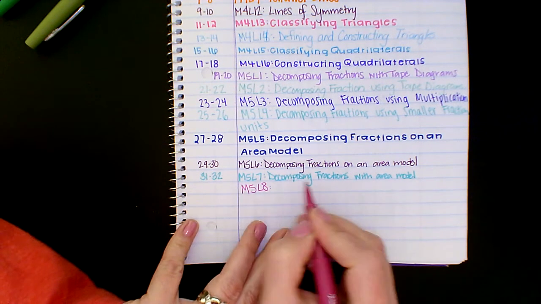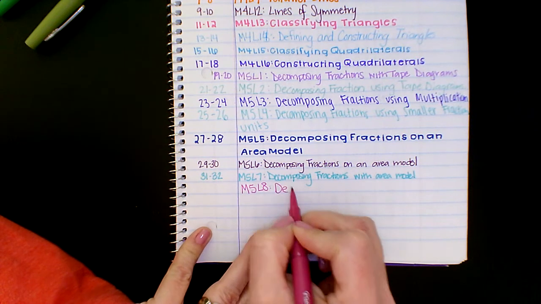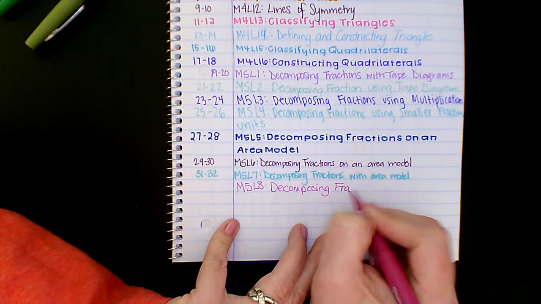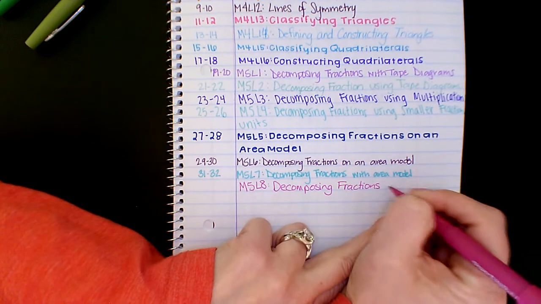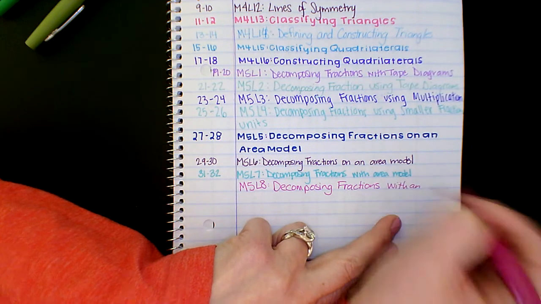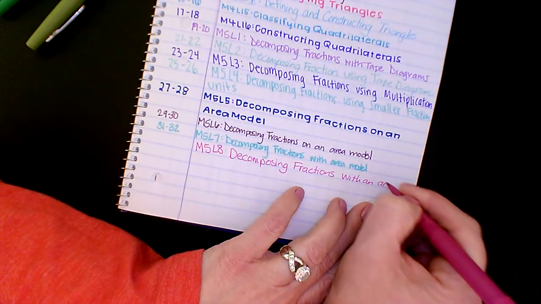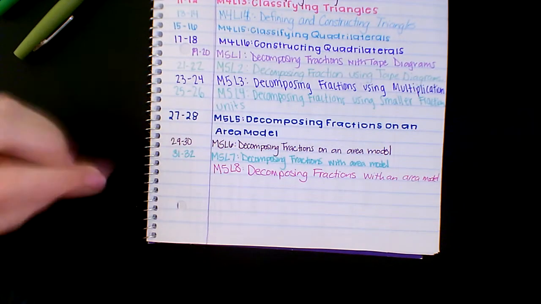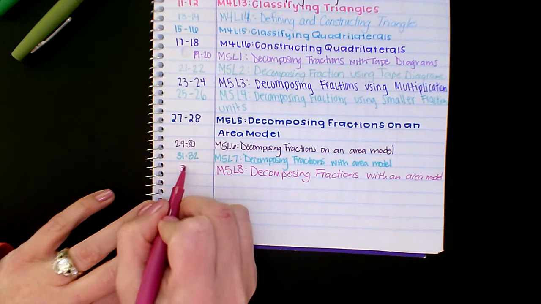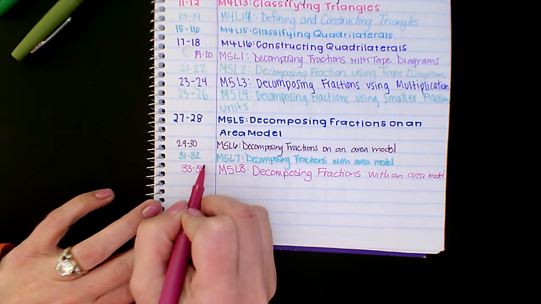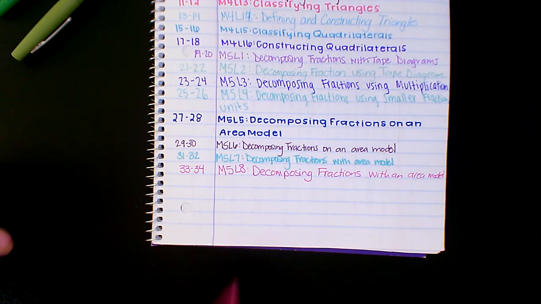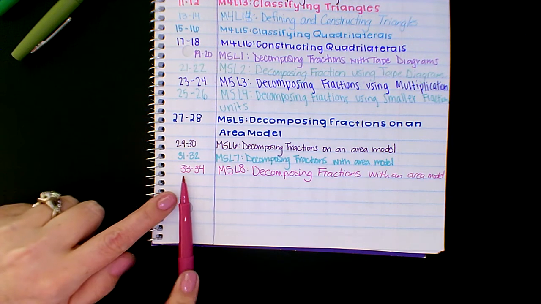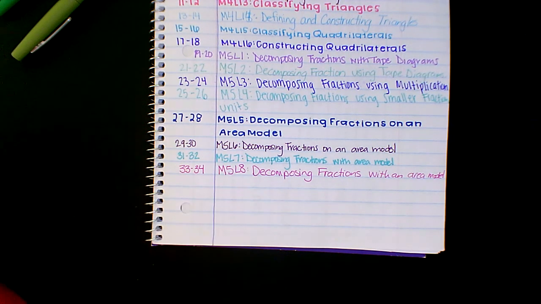Okay? And we're going to continue on what we learned from Module 7, Decomposing Fractions with an Area Model. Remember, you can pause and stop the video at any time throughout, so you can re-watch what you might have missed. So, we're going to continue decomposing fractions with an area model and multiplication. Mine are going to be found on pages 33 and 34.